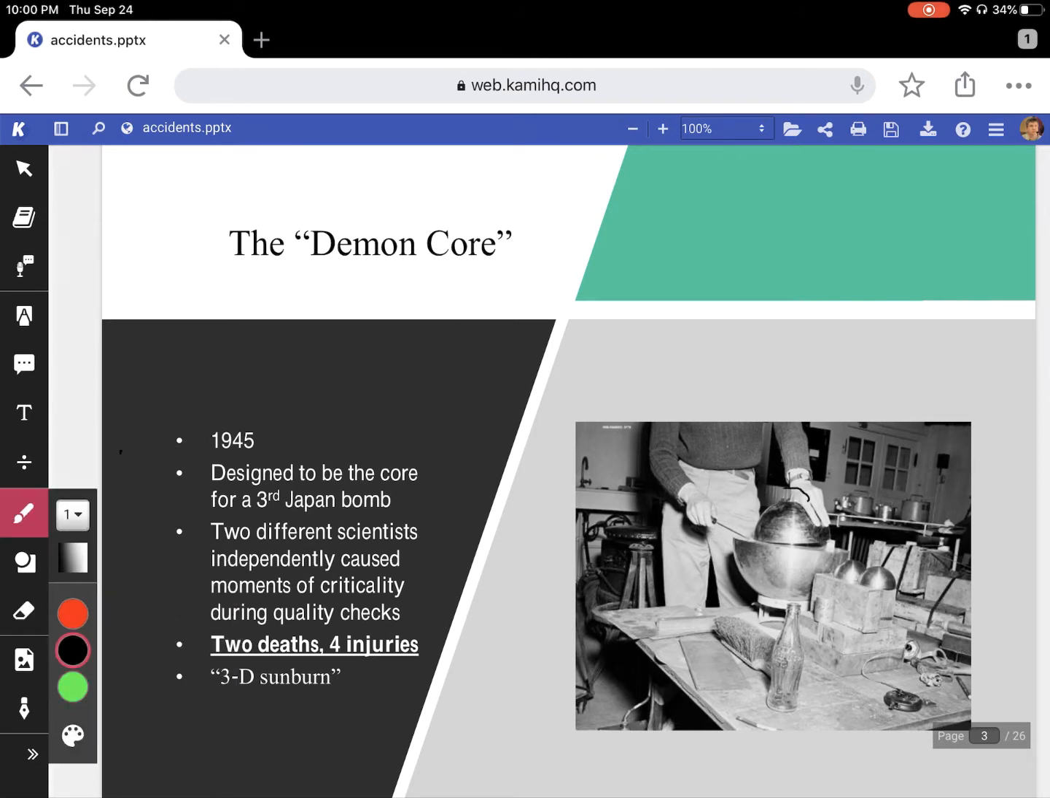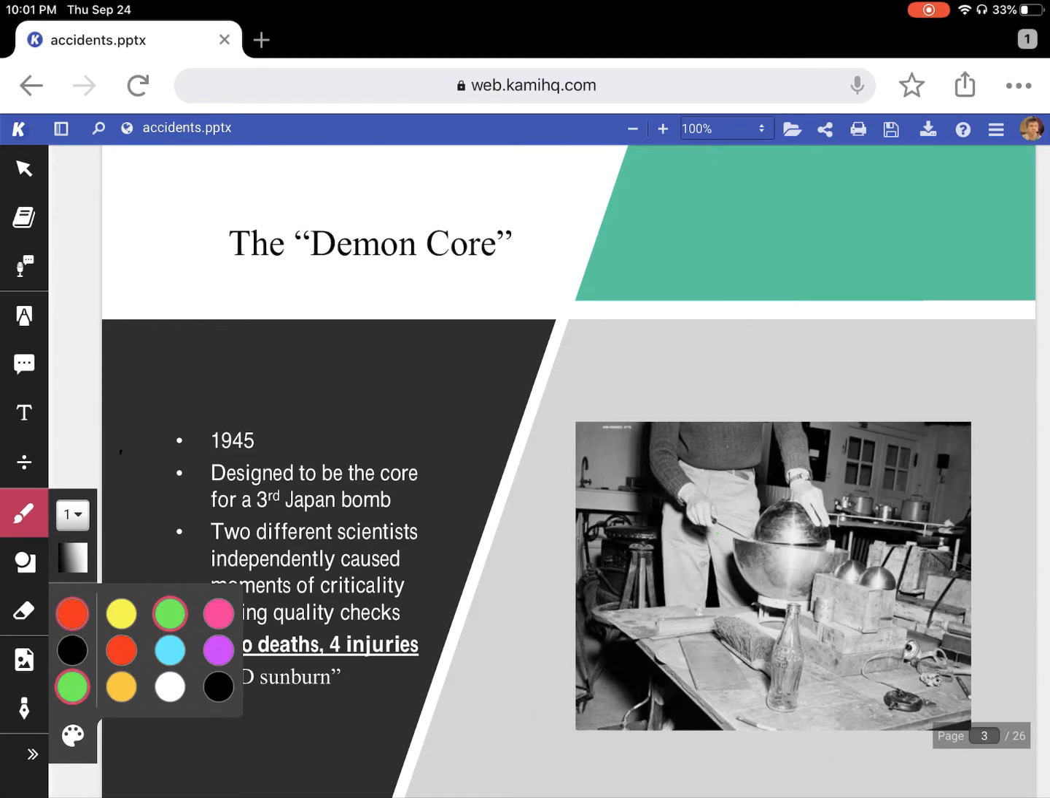It was by using something that resembled a salad bowl as a reflector to try and reflect the neutrons, reflect the radiation back into the core. And as long as you kept a screwdriver under the edge of it and didn't let it close completely, it wouldn't go critical. Well, guess what happened? Somebody bumped the screwdriver, it came out, and for a moment, the reactor went critical.